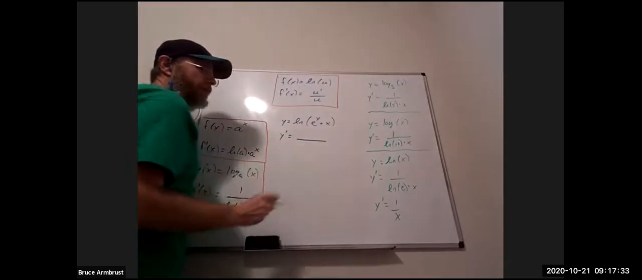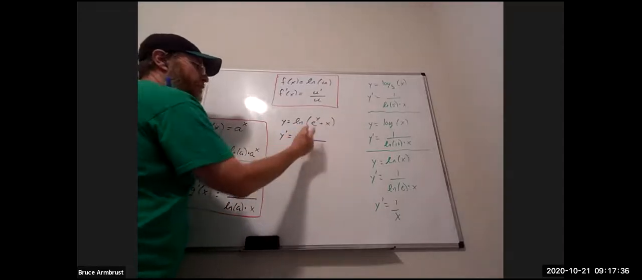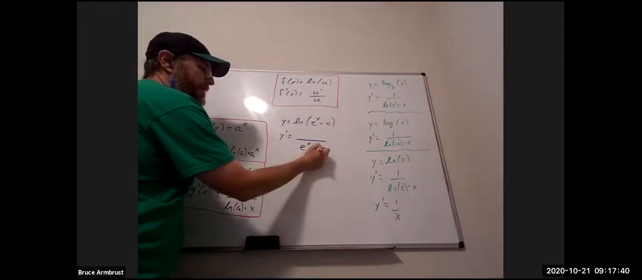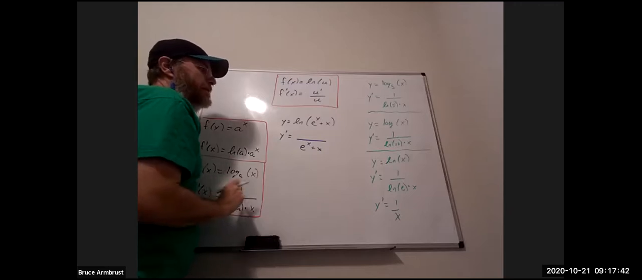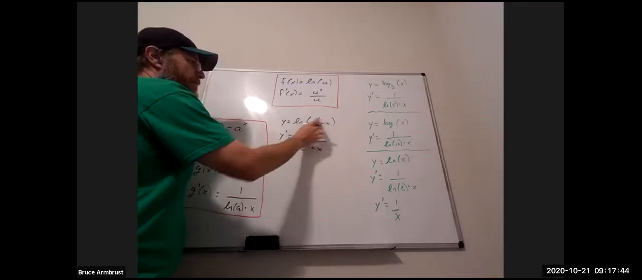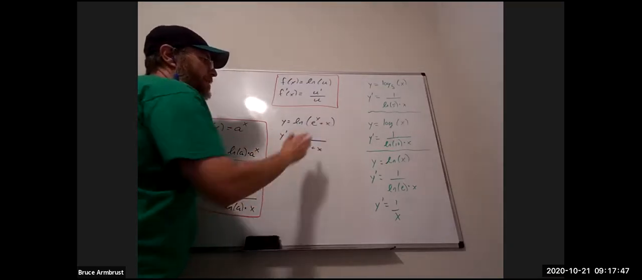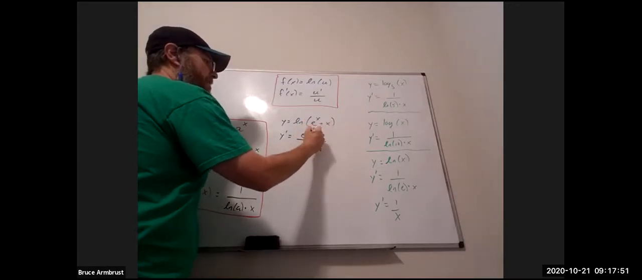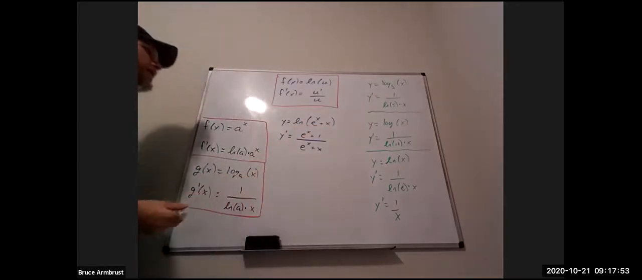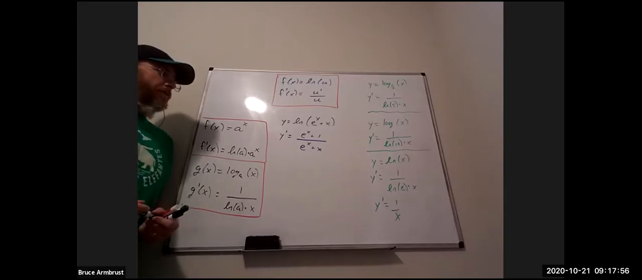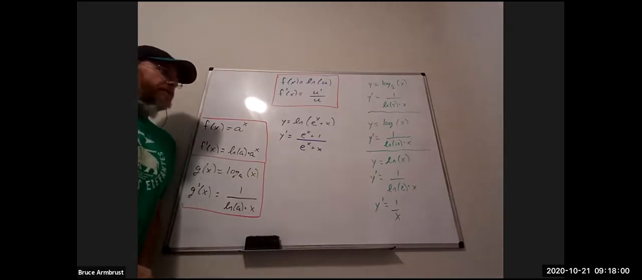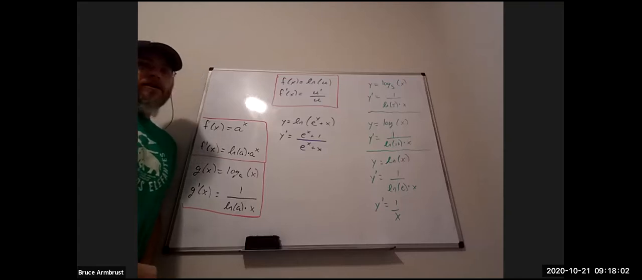Then y prime. All right, so here's what you do. You take what's inside, you put it on the bottom. So there's going to be an e to the x plus x on the bottom. And then on top, we take the derivative of what's inside. Well, e to the x, its derivative is e to the x. The x, its derivative is 1. So if y is equal to the natural log of e to the x plus x, its derivative is e to the x plus 1 over e to the x plus x.